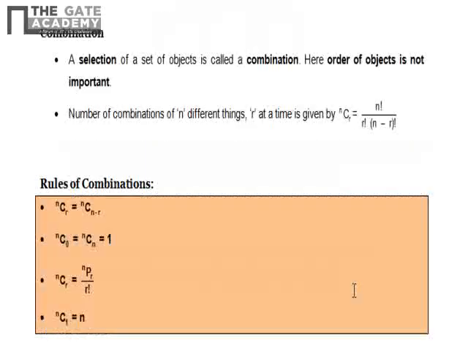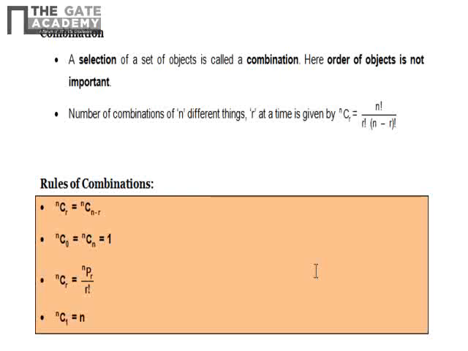Now the next concept is combination. A selection of a set of objects is called combination. Here the order of objects is not important. I have discussed this earlier also. So the formula is nCr equal to n factorial upon r factorial into n minus r factorial.